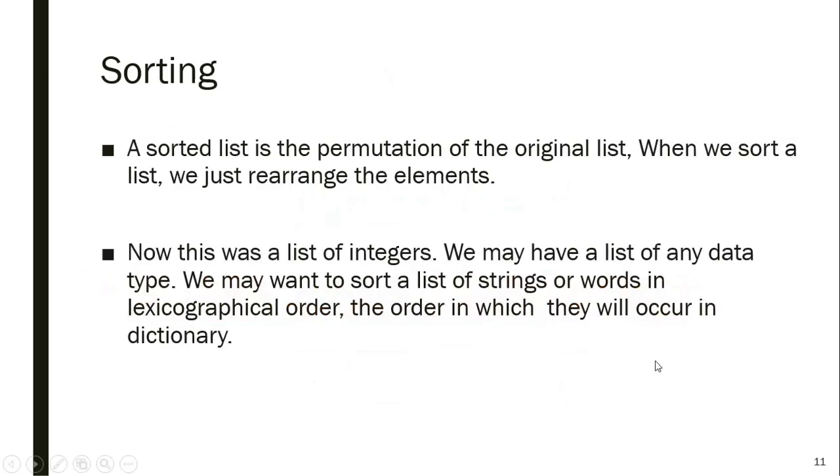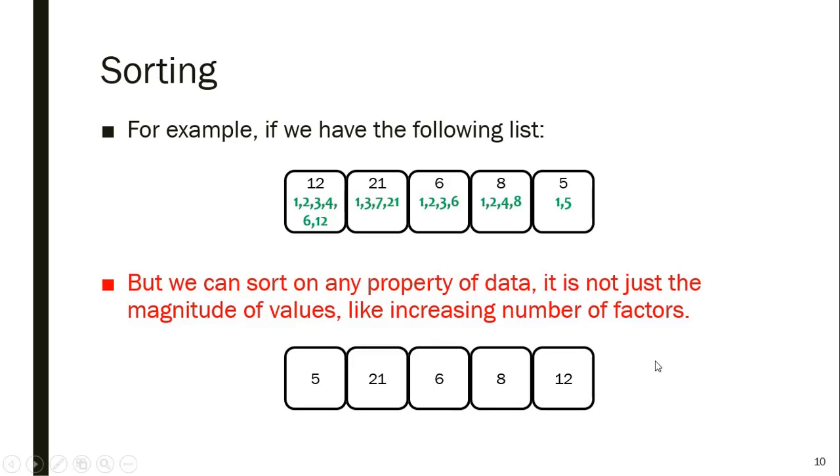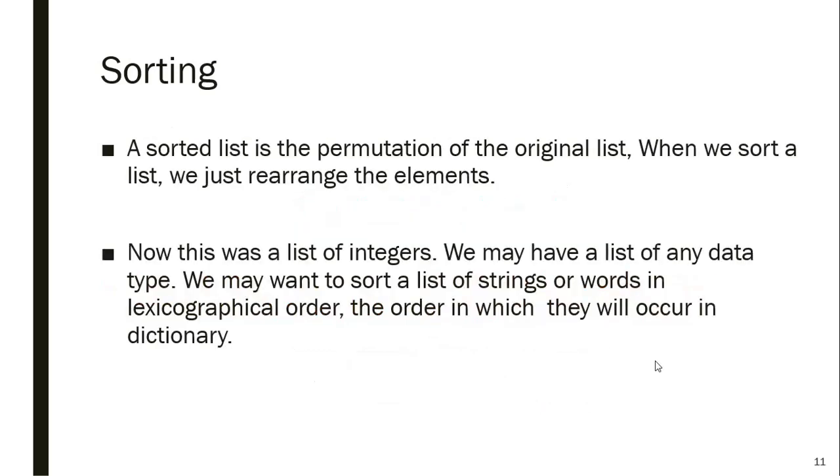So you saw it is not just the order of only one property, magnitude. It can be any property of data, and you have already seen in the slide where I showed you the cars that can be sorted with respect to different properties. Now a sorted list is just the permutation, one of all possible permutations of the original list. So when we sort a list, we just rearrange the elements, and that is all.